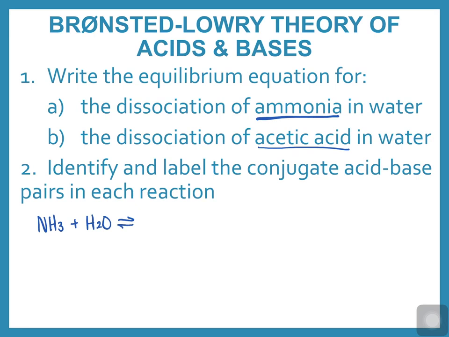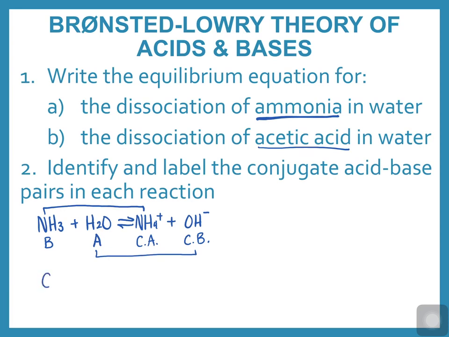So ammonia is going to accept a hydrogen, H plus, from the water, which is going to make it NH4 plus. And H2O now has one less hydrogen, which makes it OH, and it's lost an H plus, so it is now an OH minus. Then the next thing we're asked to do is identify and label conjugate acid and base pairs. Ammonia is a base, it accepted a hydrogen. Water, in this case, donated a hydrogen, so that makes it an acid. The ammonium ion now has a hydrogen ion that it would be able to donate, so that makes it a conjugate acid. And the hydroxide ion would now be able to accept a hydrogen, which makes it a conjugate base. So my base and conjugate acid pair, and acid and conjugate base pair.